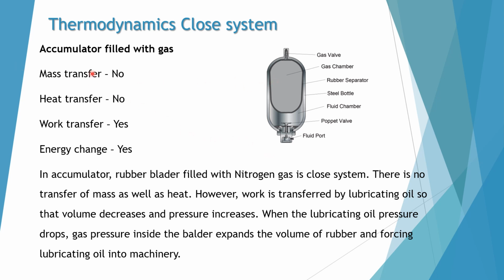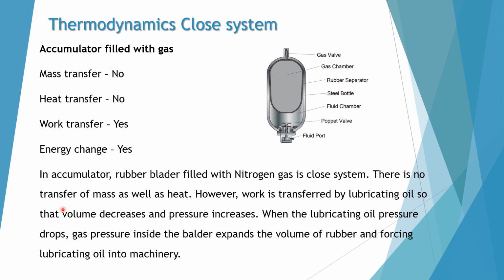So this is what is written. Consider this particular bladder. Mass transfer, no. Once gas is filled, it is isolated, so there is no mass transfer. Heat transfer, no, nothing is heated, only pressing. Work transfer, yes. Work is done by lube oil on the accumulator bladder. Energy change, yes. The moment you press the bladder, the pressure increases, volume decreases. So in the accumulator, the rubber bladder is filled with nitrogen gas in a closed system. So this is considered as a closed system.